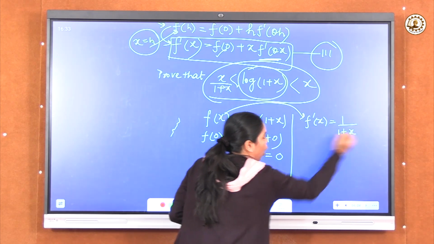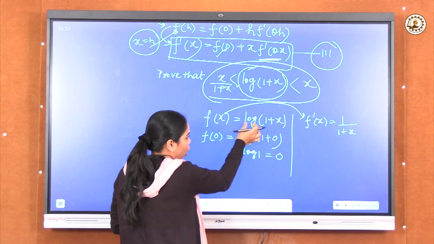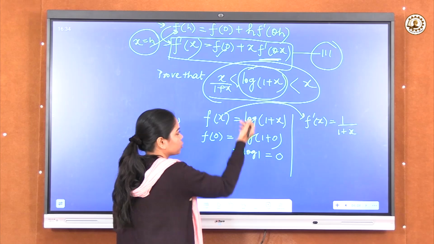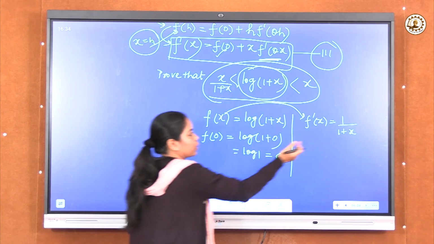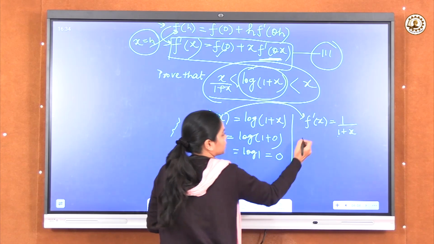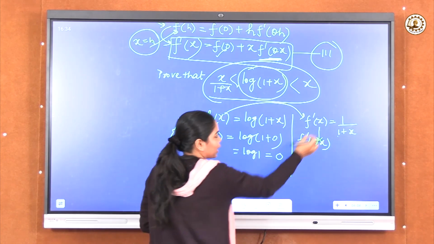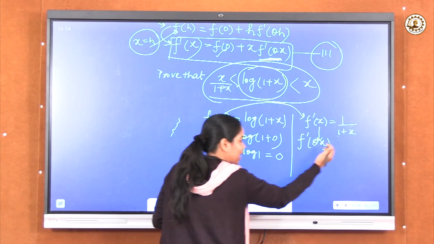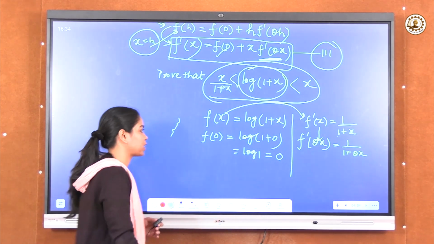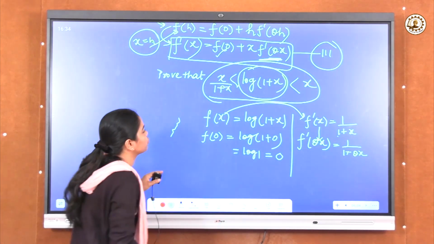If we differentiate log, then we know that the value will be 1 by something. So the derivative of log x is 1 by x. So the derivative of log of 1 plus x will be 1 by 1 plus x. Now what is f dash theta x? We will put theta x in place of x, then f dash x changes into f dash theta x. So that will be 1 by 1 plus theta x. Now we will put these two values in this Maclaurin's formula.